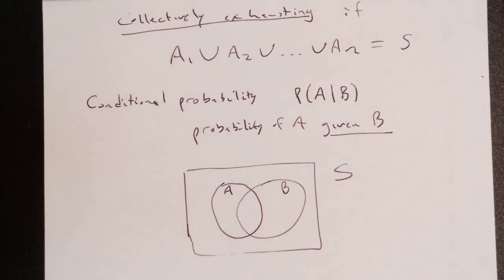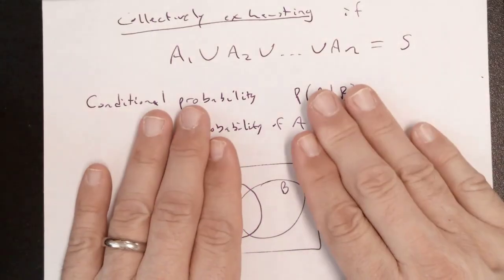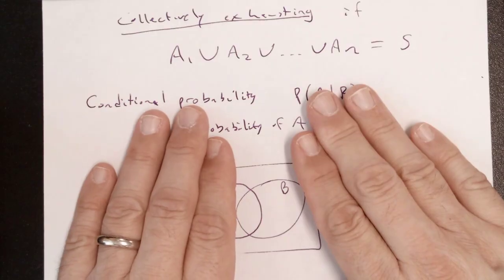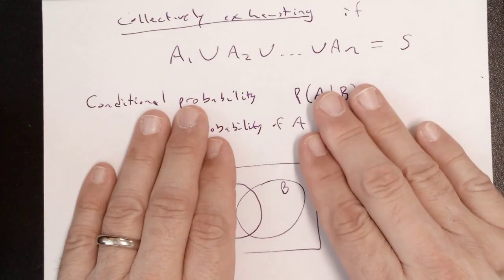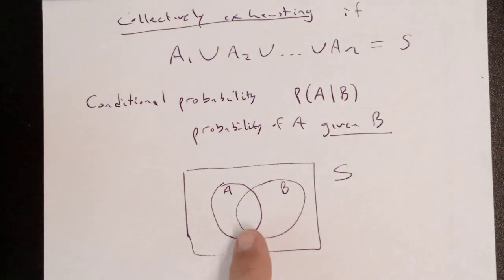And what I'm really looking at is just the part of A within B. So I can think of myself as covering up all the rest of this and just looking at this piece versus this circle. Wait a minute. What's the name for this piece here in the middle?